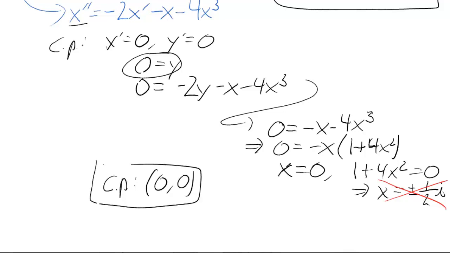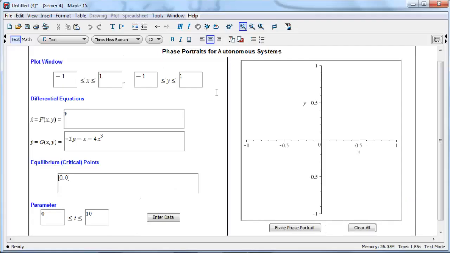Now let's go ahead and load up Maple here and plot a phase portrait and look at some trajectories and try to get a feel for what the behavior of the trajectories in this nonlinear system are near this critical point 0, 0. So I've gone ahead and entered in our system into Maple here. X prime was equal to y, and y prime was equal to negative 2y minus x minus 4x cubed. And so we certainly have a nonlinear system here.